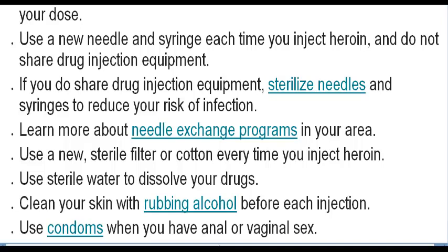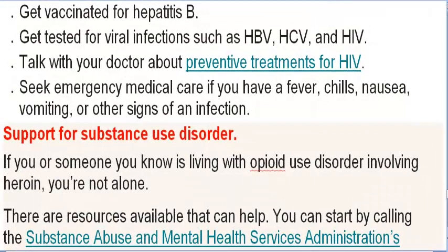Use a new, sterile filter or cotton every time you inject heroin. Use sterile water to dissolve your drugs. Clean your skin with rubbing alcohol before each injection. Use condoms when you have anal or vaginal sex. Get vaccinated for hepatitis B. Get tested for viral infections such as HPV, HCV, and HIV. Talk with your doctor about preventive treatments for HIV. Seek emergency medical care if you have a fever, chills, nausea, vomiting, or other signs of an infection.